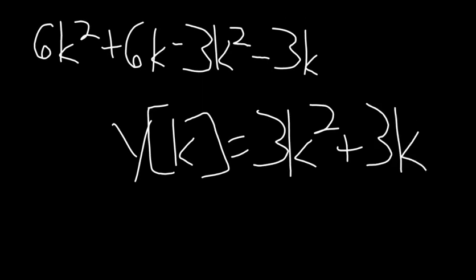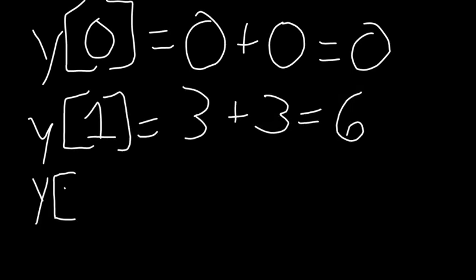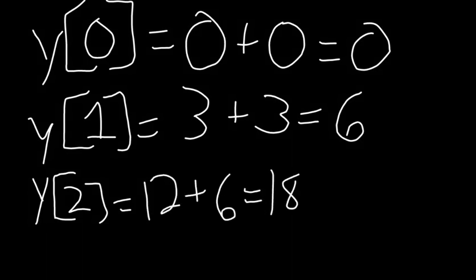If we want to check ourselves to prove that this works, y of 0: plug in 0 for k, and we have 0 plus 0 equals 0. y of 1 is going to equal 3 plus 3 equals 6, and y sub 2 is going to equal 12 plus 6 equals 18. If you look back at what we solved previously for y sub 0, y sub 1, and y sub 2, those are the same.